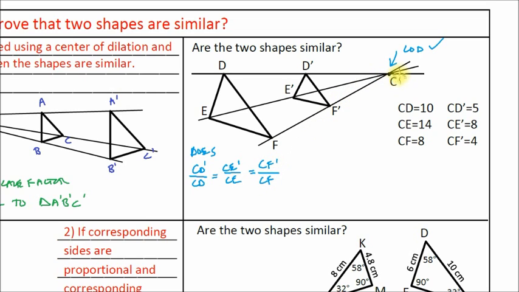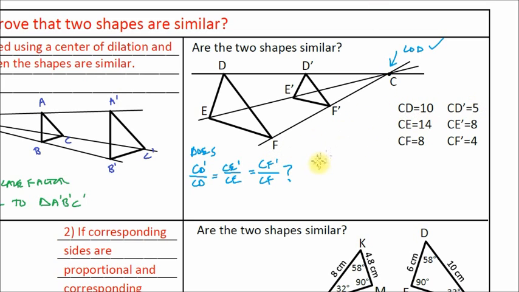So I'm looking at the distance from the COD, which I labeled as point C, to D prime as a ratio of C to D. So the distance for the image compared to the preimage, doesn't really matter which way you go on that, it'll work both ways. Well, let's find out. Does this proportional statement hold true? Let's do our numbers.